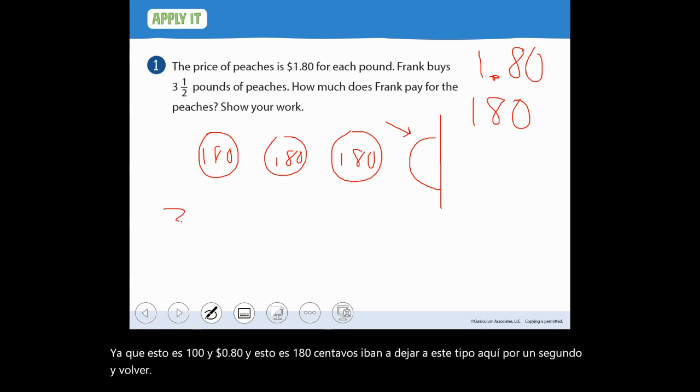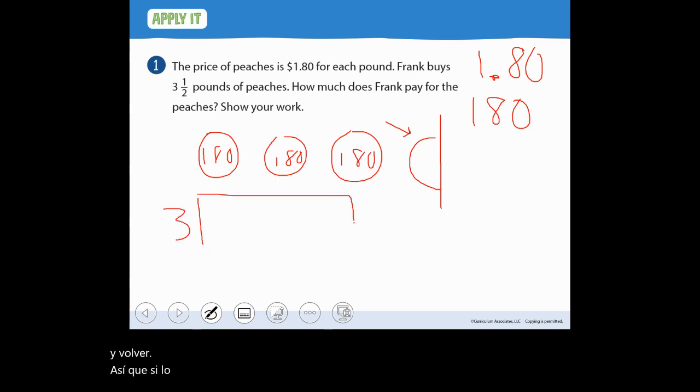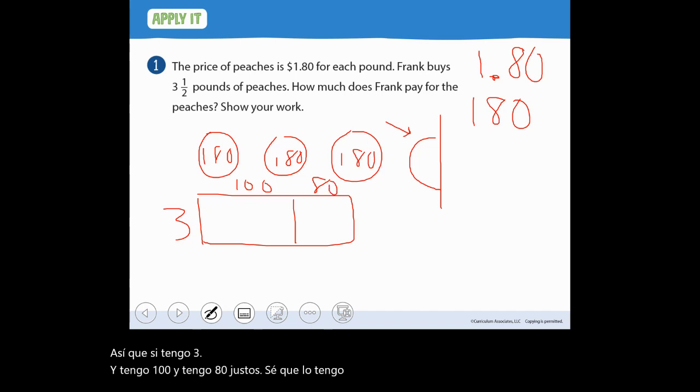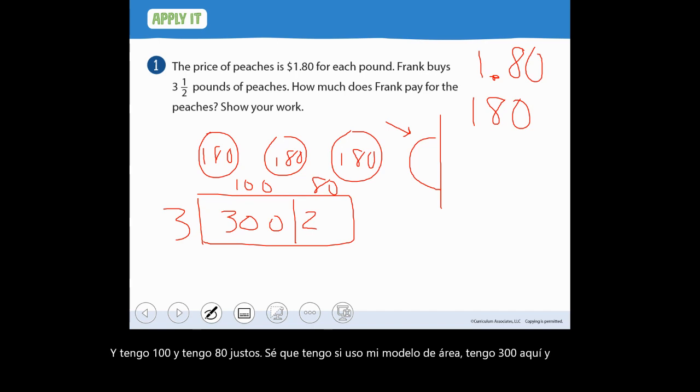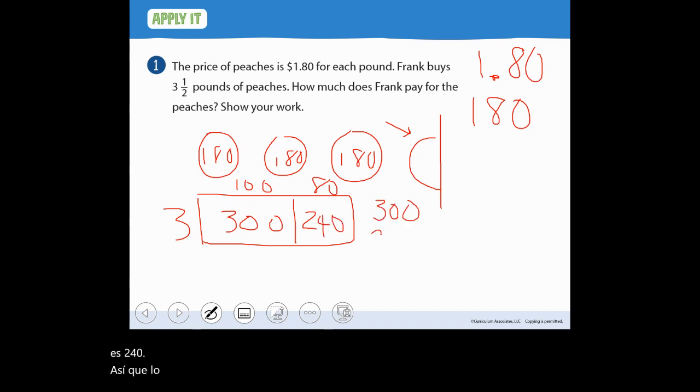So if I have 3 and I have 100 and I have 80 right there, I know that if I use my area model, I have 300 right here, and 80 times 3 is 240. So I have 300 plus 240, which is a total of 540.